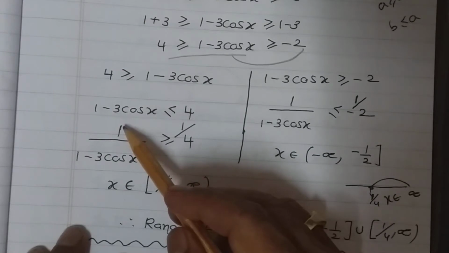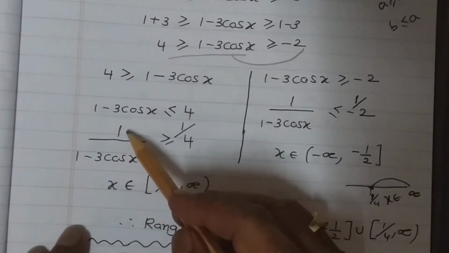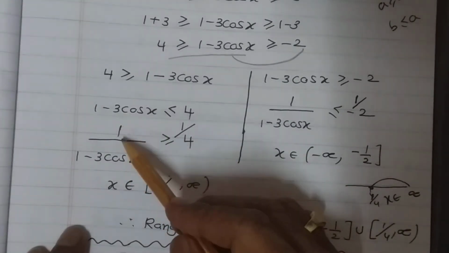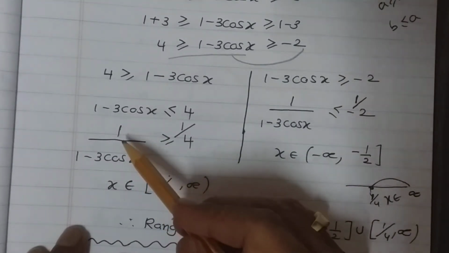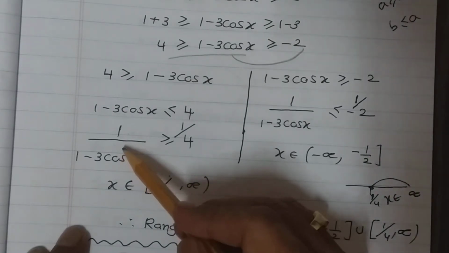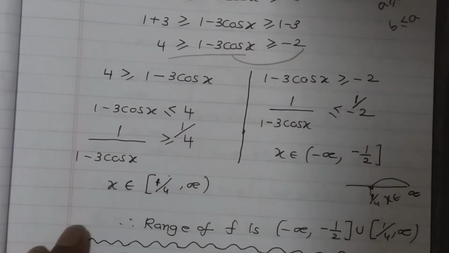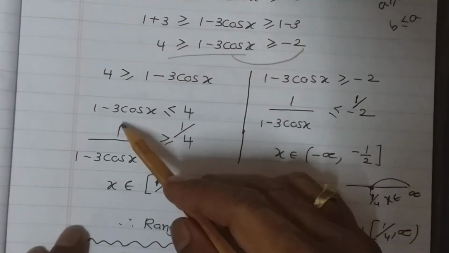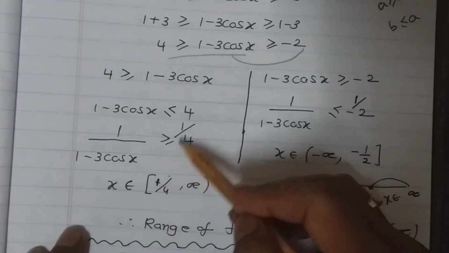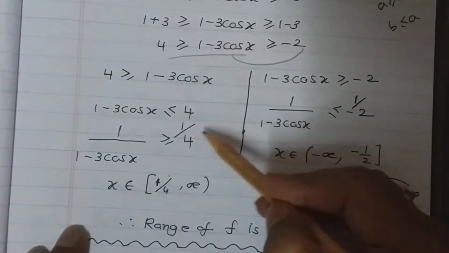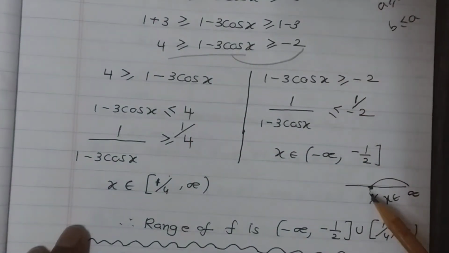Okay. So, now the reciprocal. 1 by 1 minus 3 cos x greater than or equal to 1 by 4, because we are taking the reciprocal. Okay. That concept also I told in the last video. If you take the reciprocal also, the inequality sign changes. Definitely changes. Okay. So, 1 by 1 minus 3 cos x greater than or equal to 1 by 4. That means what? What is the range of this one? Greater than or equal to 1 by 4, up to infinity.